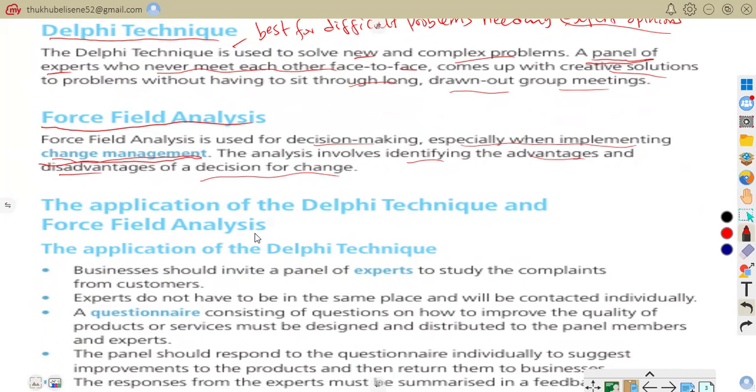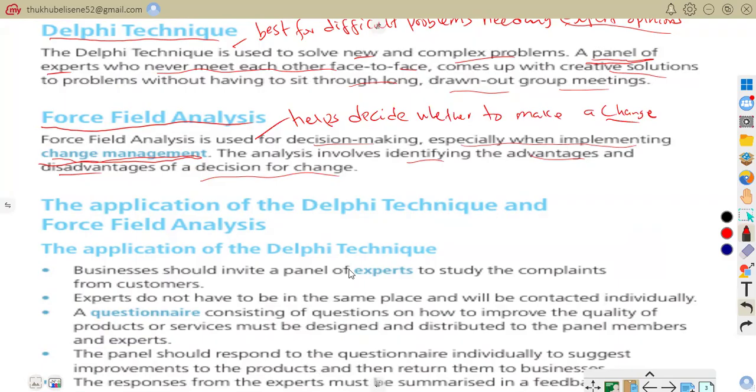As we have said, force field analysis is used for decision making. It helps decide whether to make a change. That is why we look at the advantages and disadvantages of a change before we can implement a change. That is that.